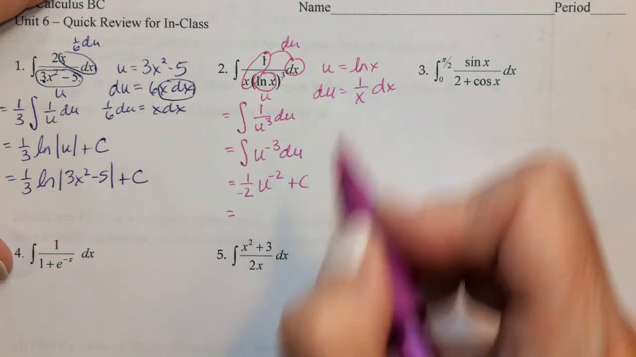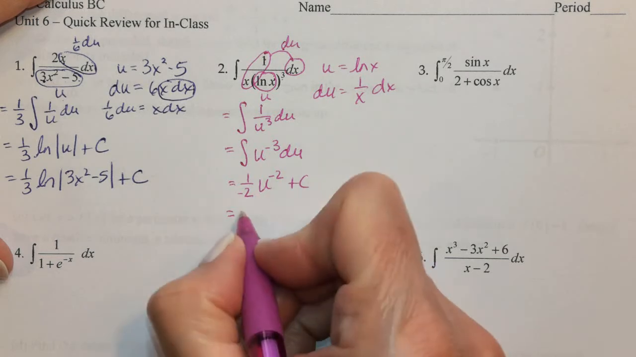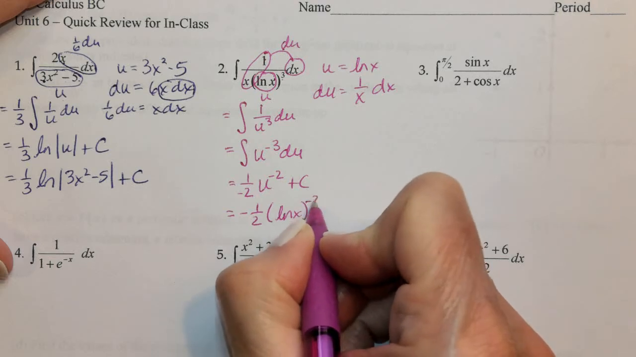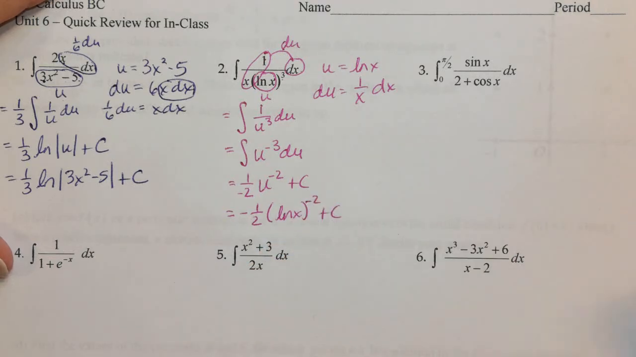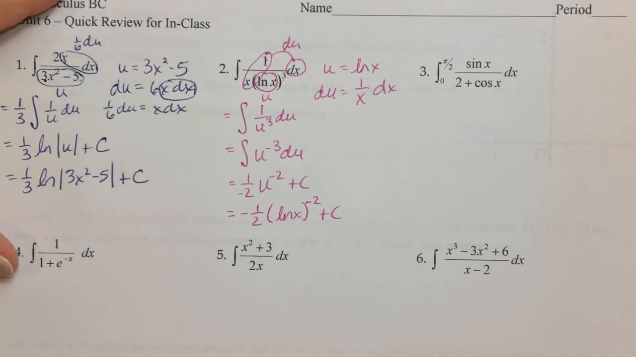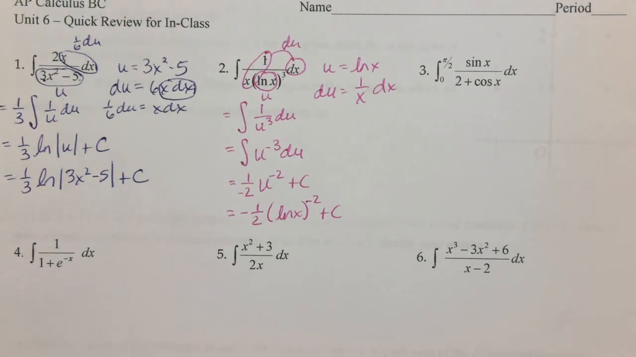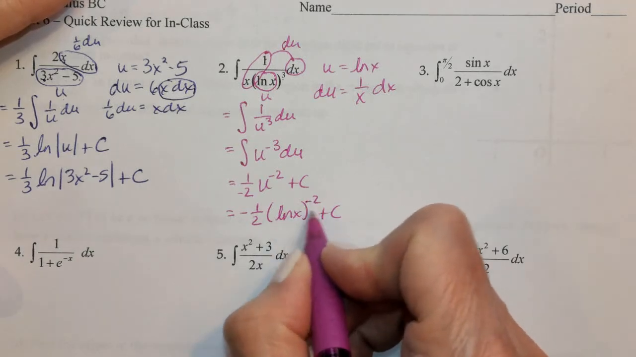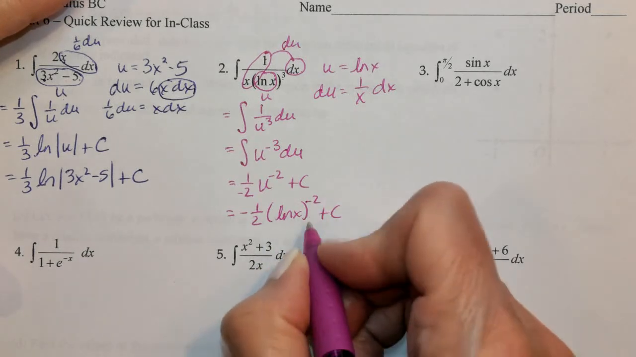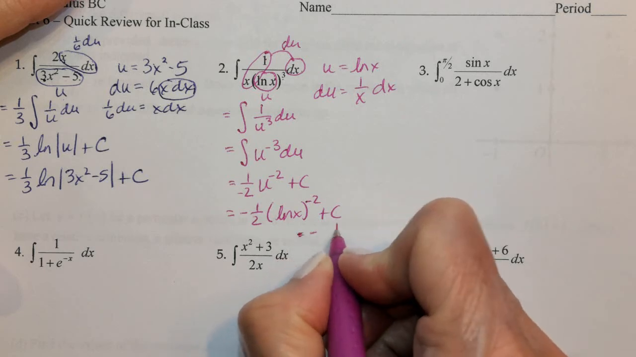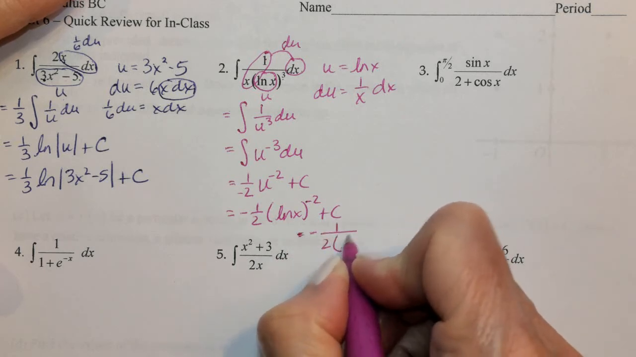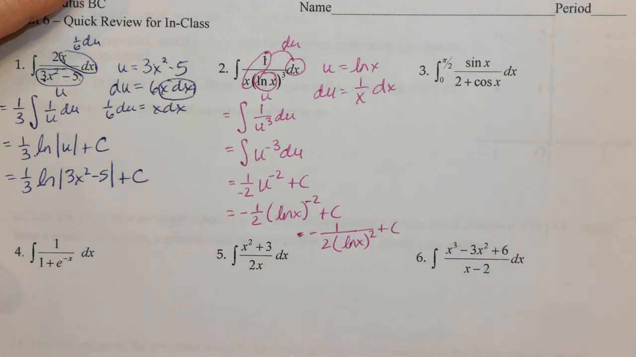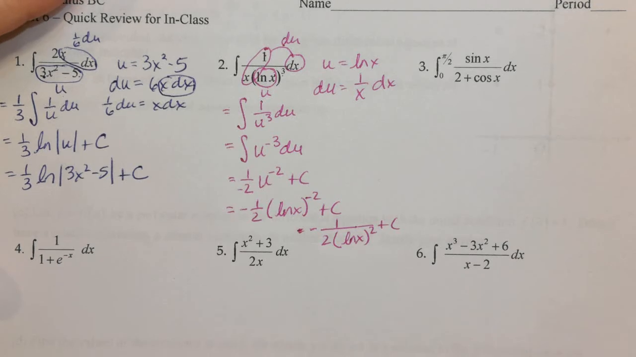So now I'm going to go back to my x's. You could write this as -1/2 times natural log x to the -2 plus c. That's probably not what they would have as a multiple choice answer. Since it's a -2 exponent, they would probably move it to the bottom and make it -1 over 2 times natural log x all squared plus c. That's probably the multiple choice answer.